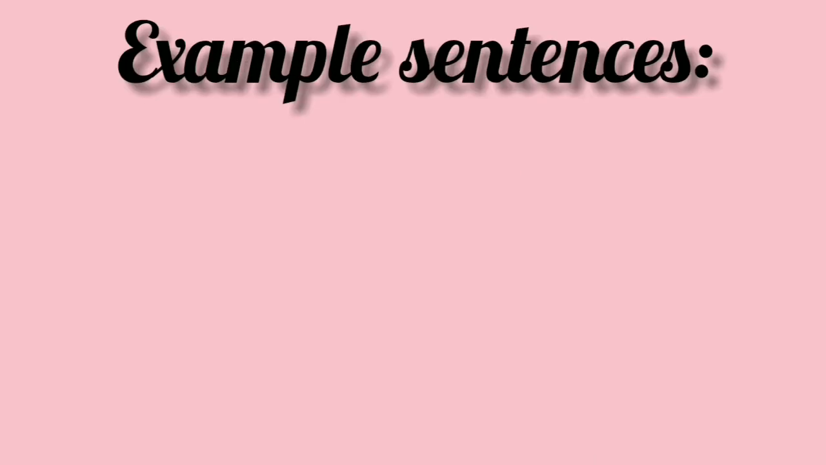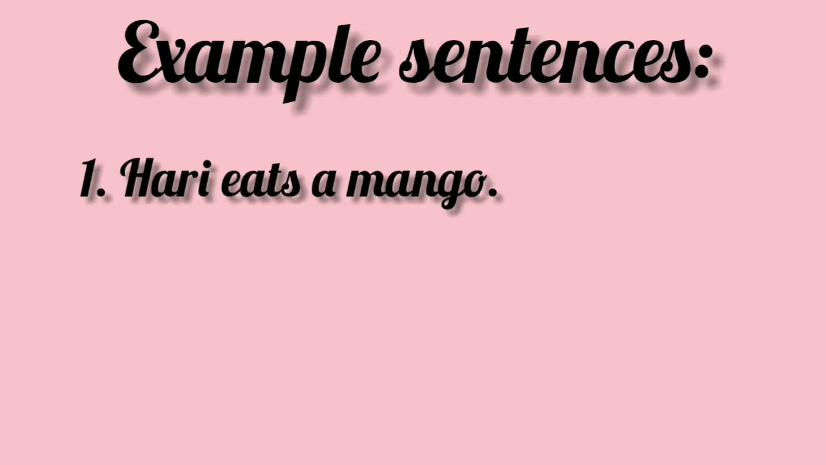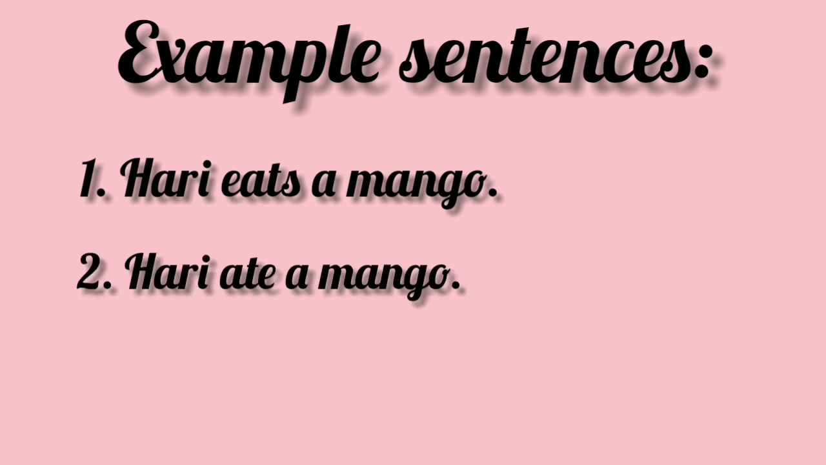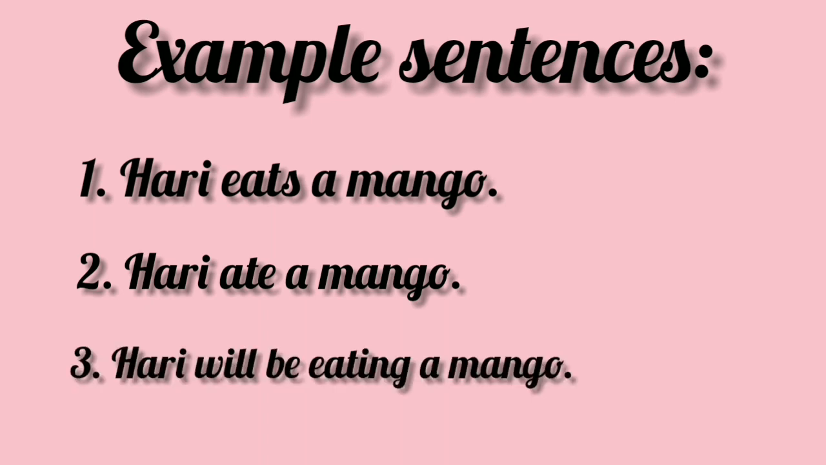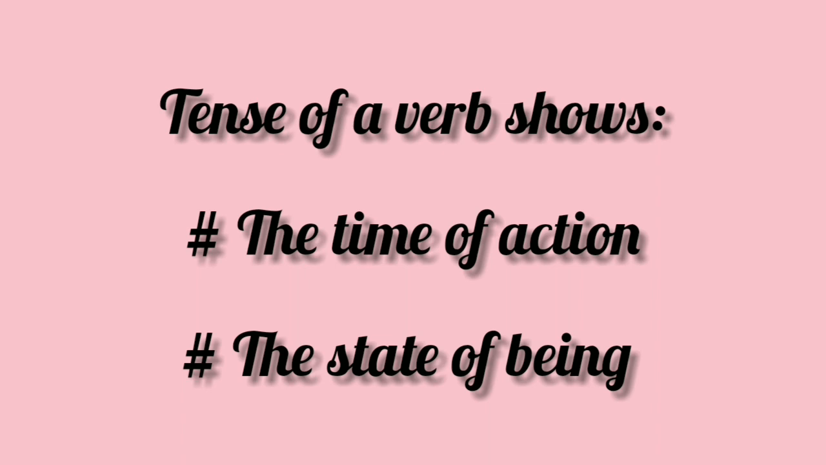Let us see some sentences. Sentence 1. Hari eats a mango. Sentence 2. Hari ate a mango. And sentence 3. Hari will be eating a mango. We can observe that each sentence has a different meaning. The reason is that each sentence has a different form of verb. These different forms of verbs are called tenses. The tense of a verb shows the time of an action or the state of being.